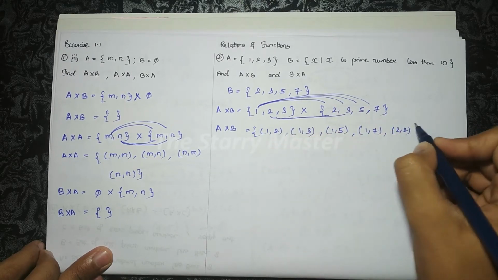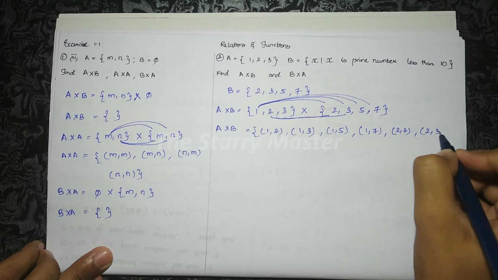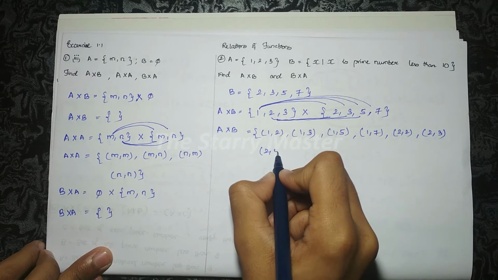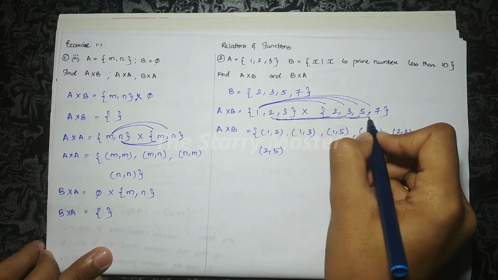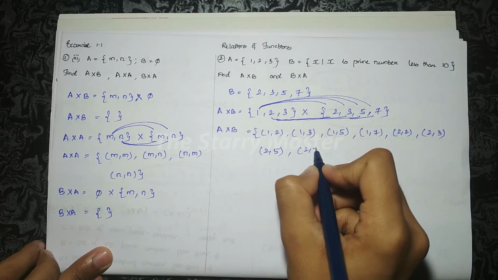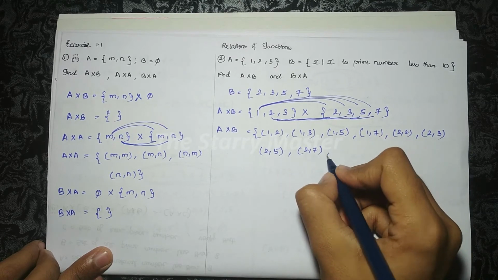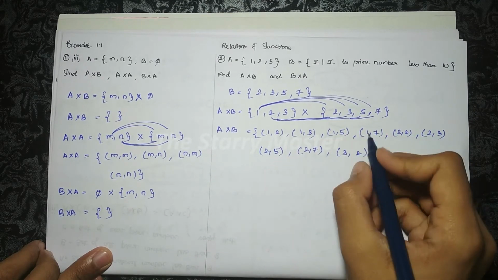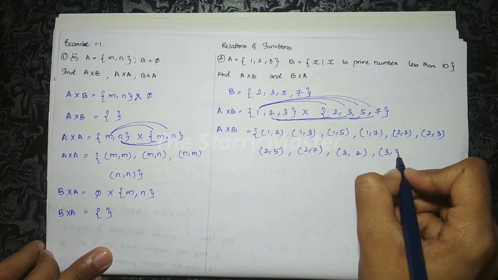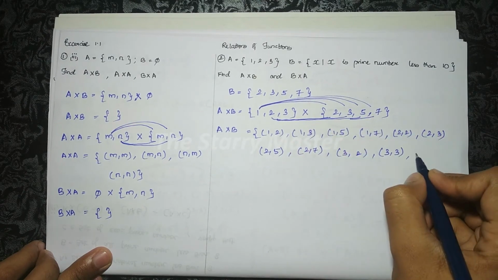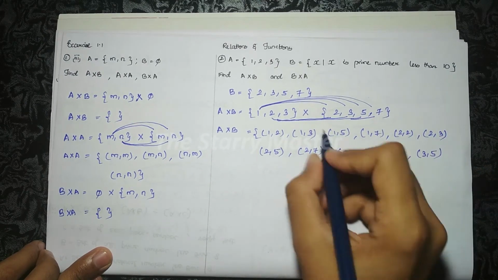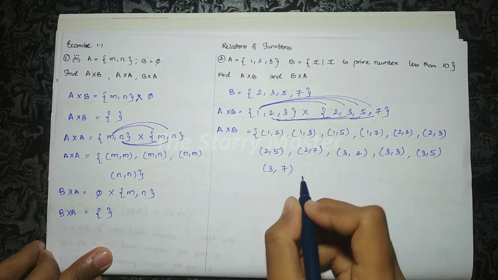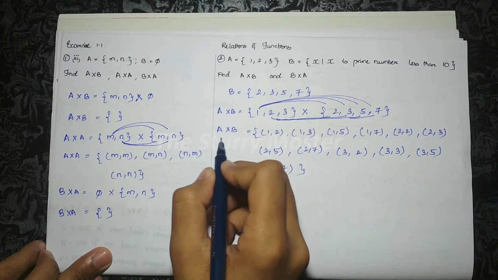then (2, 3), then (2, 5), then (2, 7). Similarly for 3 also: (3, 2), (3, 3), (3, 5), (3, 7). We have found A cross B.